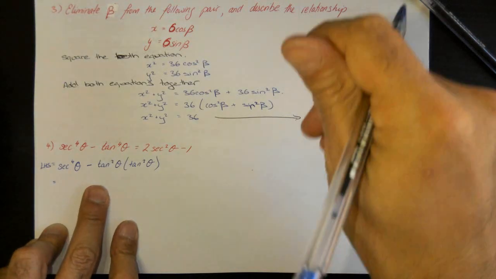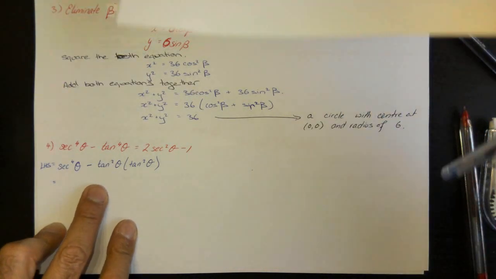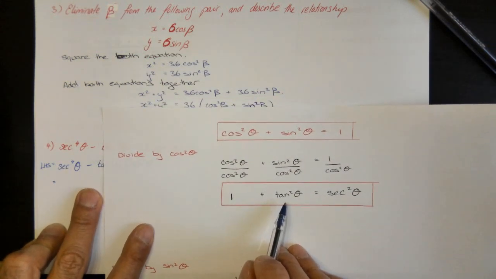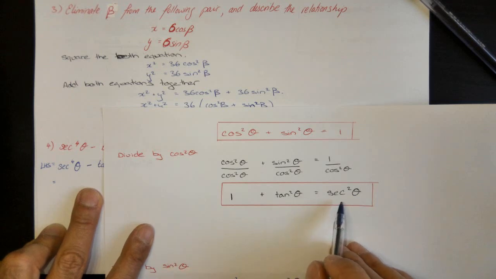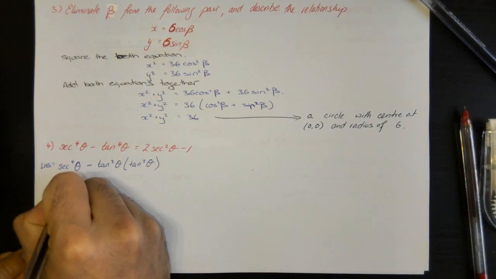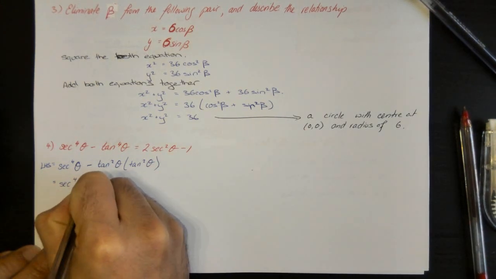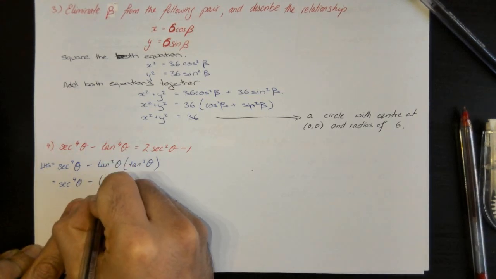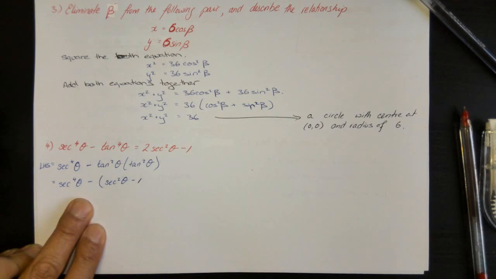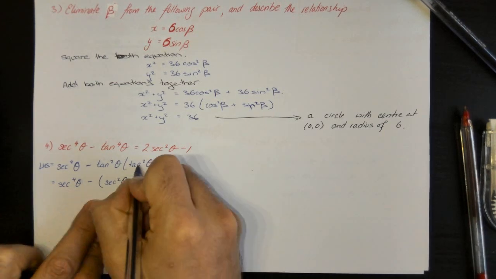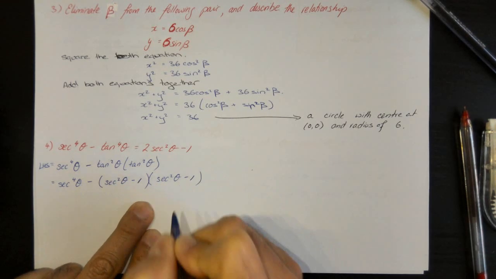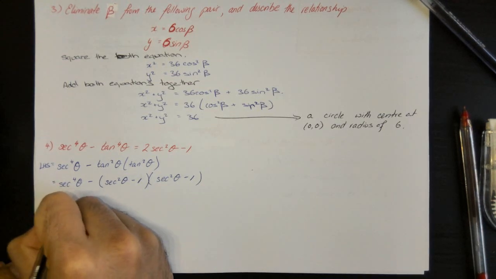And looking at my identity, tan squared theta is the same as sec squared theta minus 1. So what I'll do is write that down. Tan squared theta is the same as sec squared theta minus 1. And that's still times by sec squared theta minus 1.